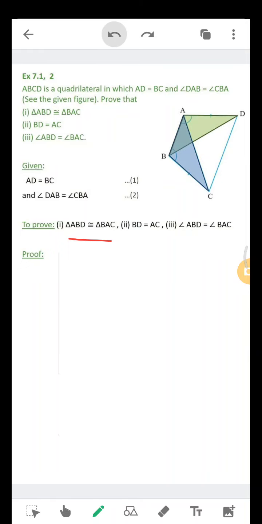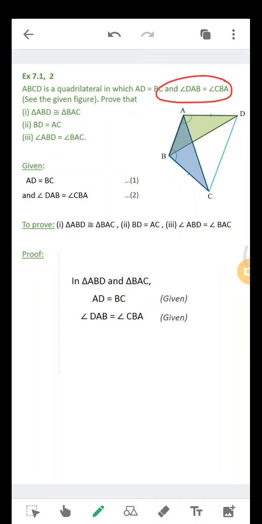Now coming to the proof, as I said, we'll write step by step and we'll prove in triangle ABD and BAC. So you can see in triangle ABD, this triangle, and the other triangle, the blue colored BAC, what is the first part which is equal? AD is equal to BC. Just now I told you it's given to us. Then the angle is also equal. DAB is equal to CBA, that is also given to us in the question.